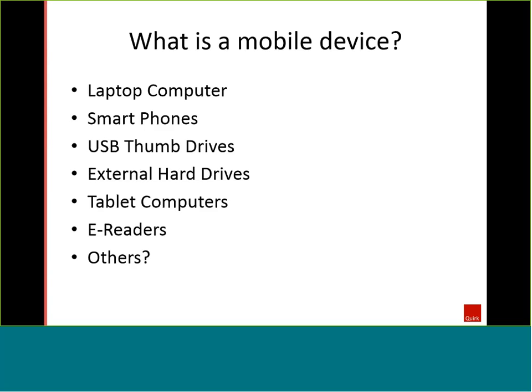So that VPN establishes a secure private connection by encrypting data from the mobile device to the connected system so it cannot be intercepted.